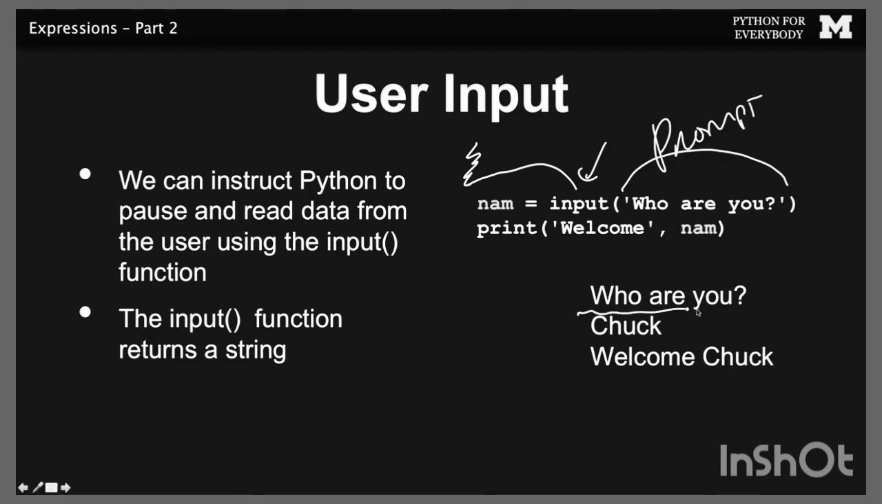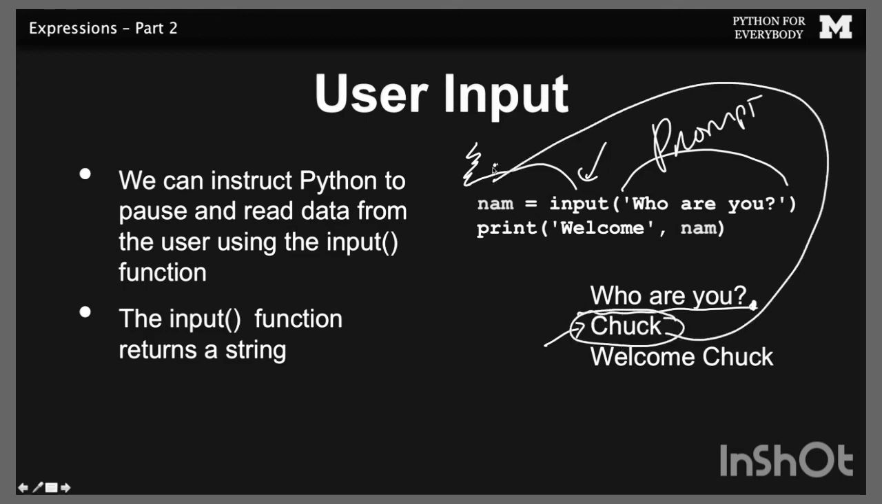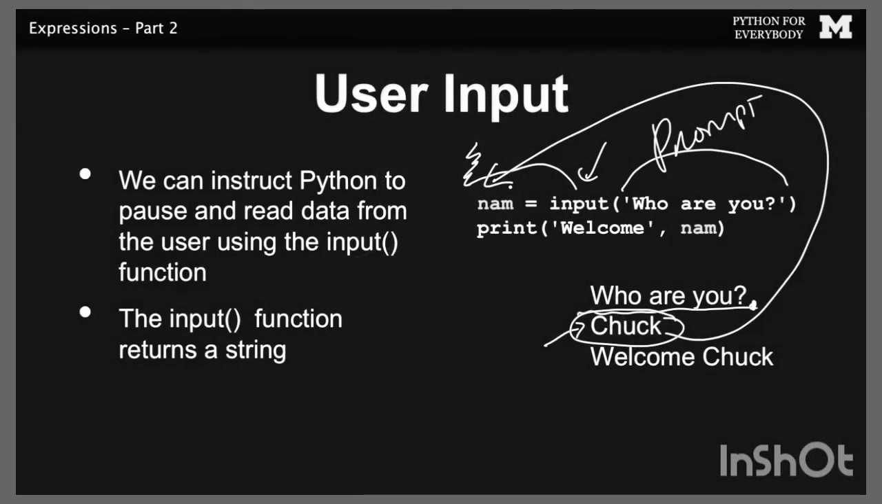It prints out, who are you, and then it waits. And then we type into the keyboard, Chuck, and then we hit the enter key, and then it takes this string right here, and then it puts it in this variable right here. It is a string. Even if I typed in 1234, it would be the string 1234, not the number 1234. Okay? And so that is the way. And so this program at this point pauses until we type and we hit the enter key, and then it takes that line of input, including spaces, whatever I've typed, and puts it in that variable. And then the program continues.